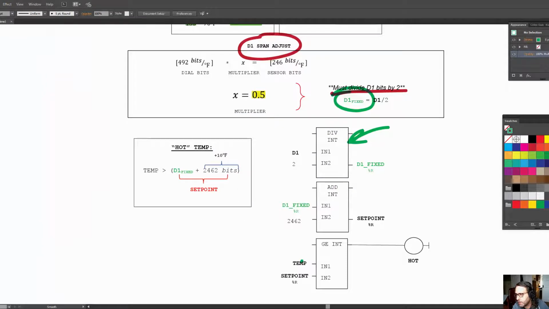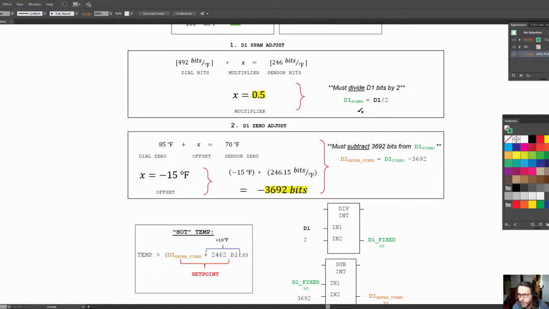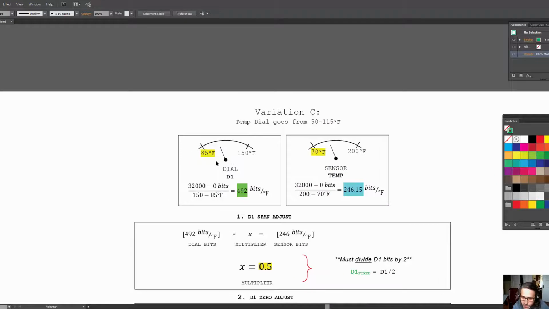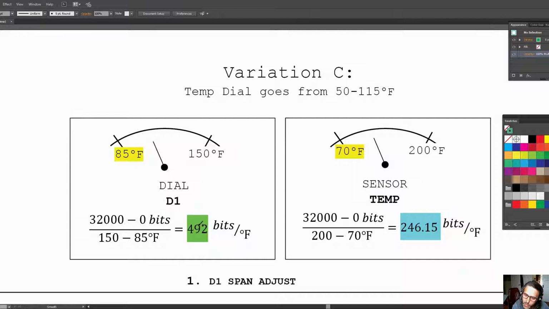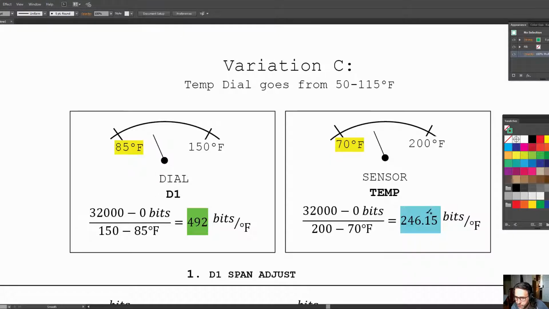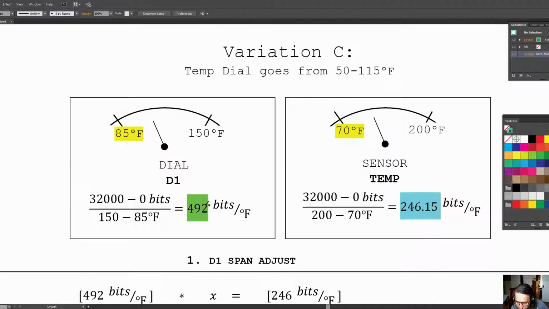That's in my third layer here. If we go to the top, you can see the changes I just talked about reflected in these graphics, where you have two different scales, and I worked this out so it's the same scale change as before. Even though the actual scale is different, when you divide 32,000 by this range, you get 492 again. The first step is a span adjust. You must make these bits per degree Fahrenheit agree with these bits per degree Fahrenheit, like that arrow.